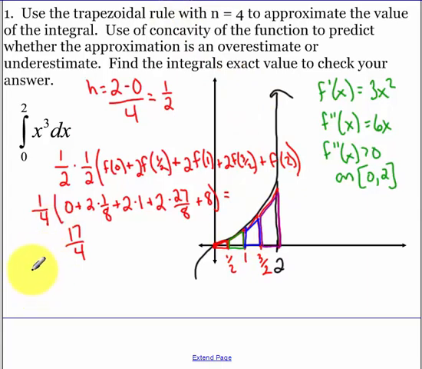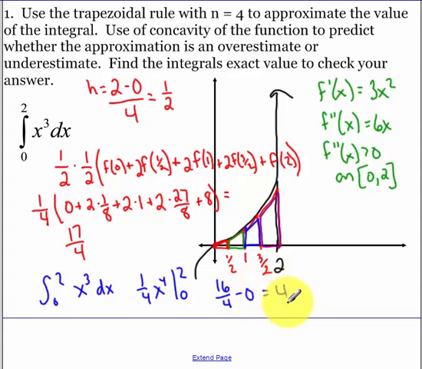Lastly, they asked me to find the exact value. So going through the exact value, using our fundamental theorem of calculus, the integral from 0 to 2 of x cubed dx. The integral of that is 1/4 x to the 4th, evaluated from 2 to 0. So I have 2 to the 4th, which is 16 over 4, minus 0. So our actual value is 4. If you think about it, this is greater than what I got, so it is an overestimation. Oh, I should have written over here, overestimation.